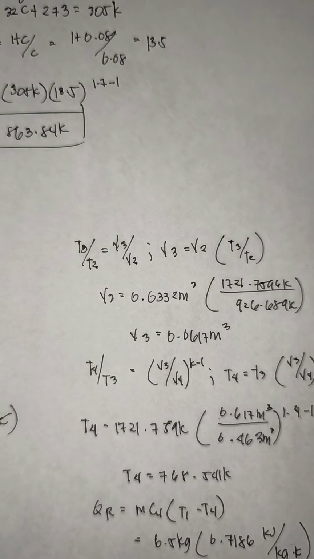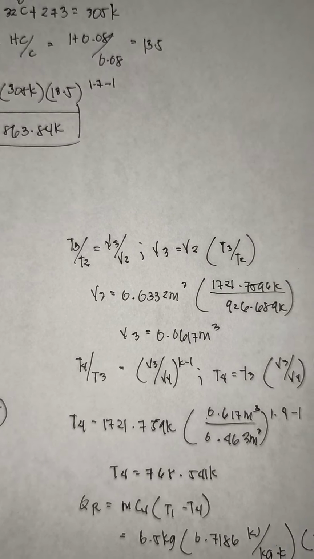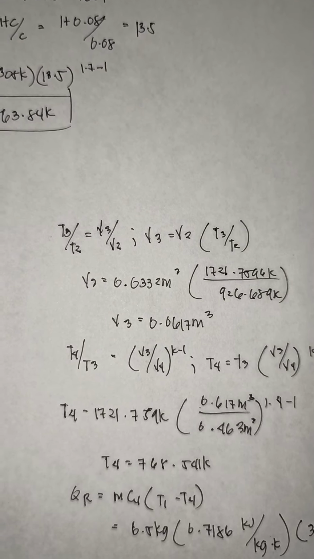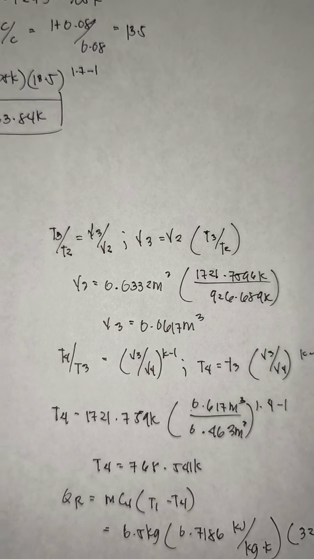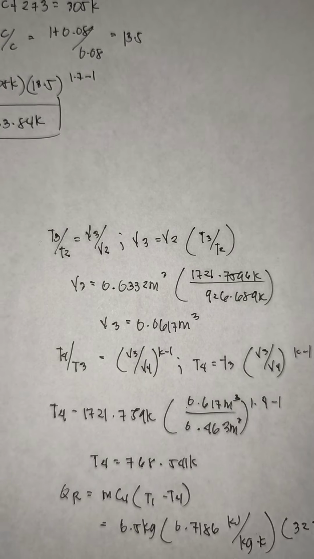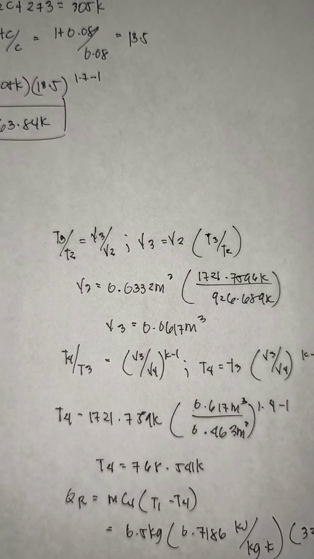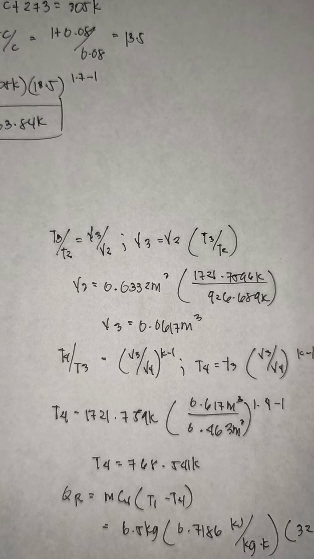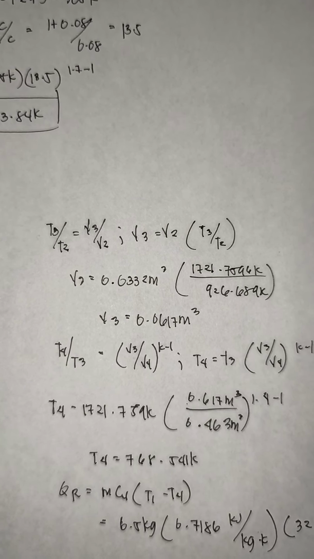Then T3 over T2 equals V3 over V2. Then V3 equals V2 multiplied by T3 over T2. Then substitute: we have 0.0332 cubic meter multiplied by 1721.7596 Kelvin over 926.689 Kelvin. Then V3 equals 0.0617 cubic meter.